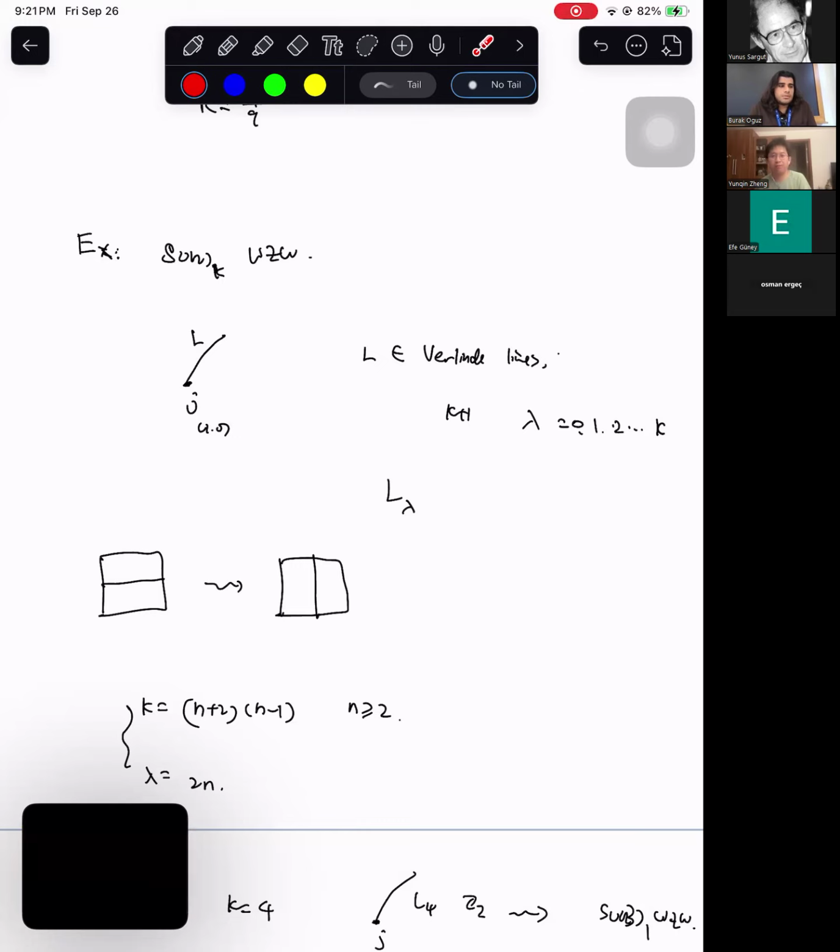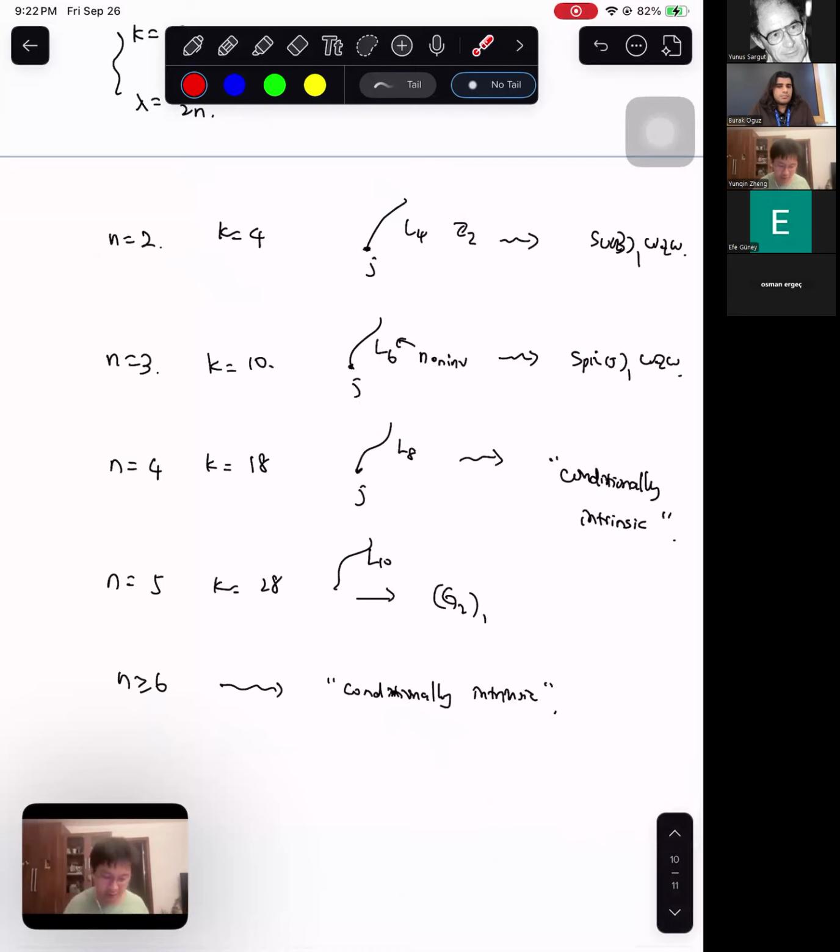So people have already classified all the modular invariants of SU2 level K using the SU2 level K characters. This is called the ADE classification. So we can just refer to this ADE classification table and see whether this line can be gauged that way.